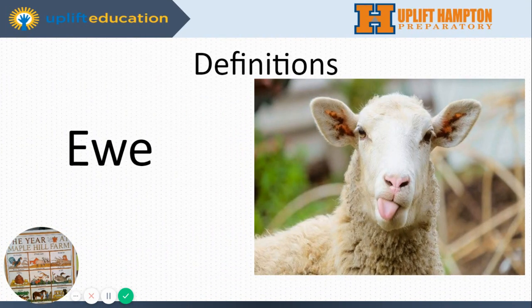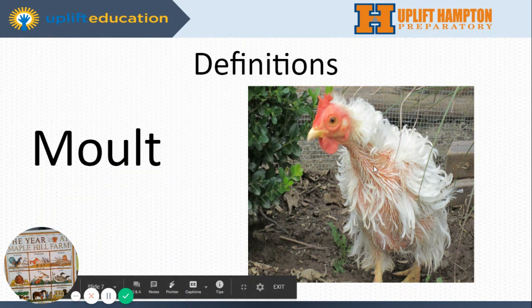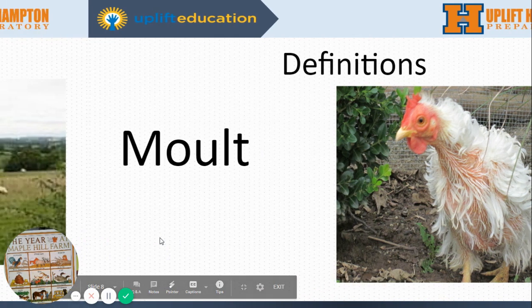Our next definition is ewe. I picked a funny picture of a ewe. A ewe is a female sheep. Our next definition is molt. Molt is when the chickens shed their old feathers. So you can tell here that this chicken looks like it is molting.